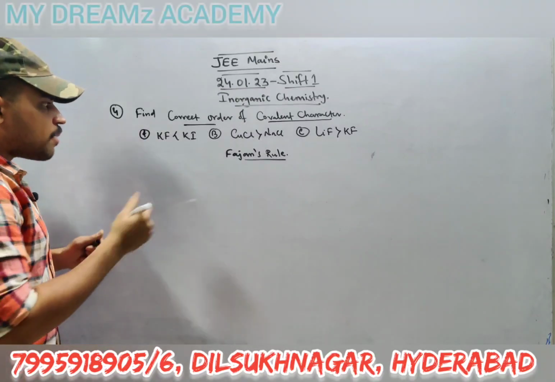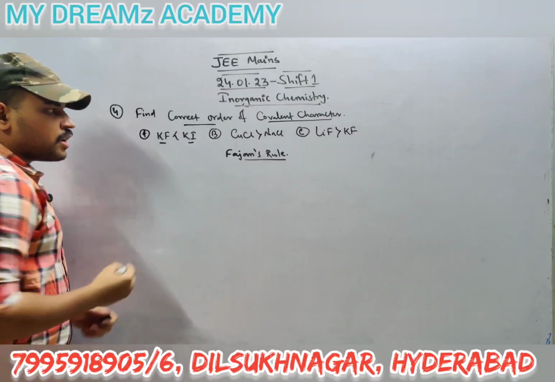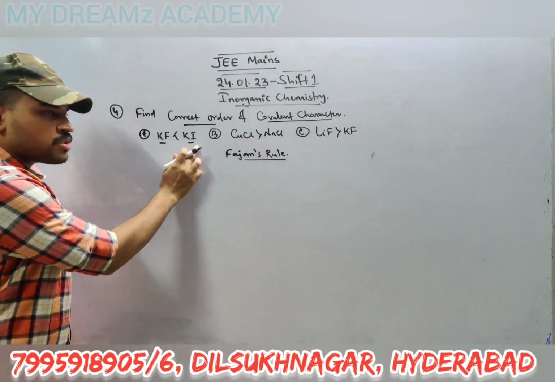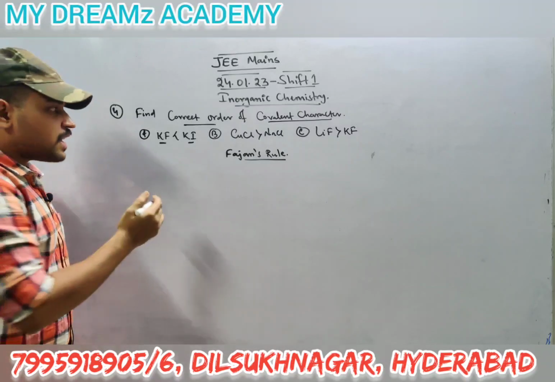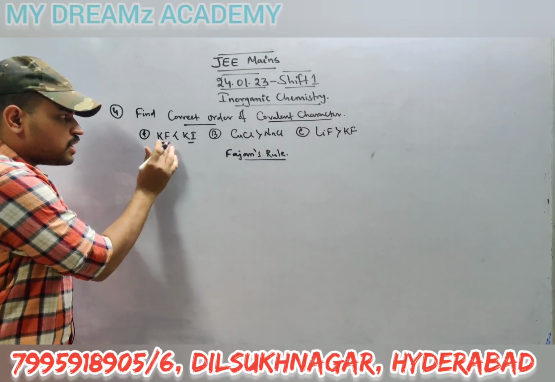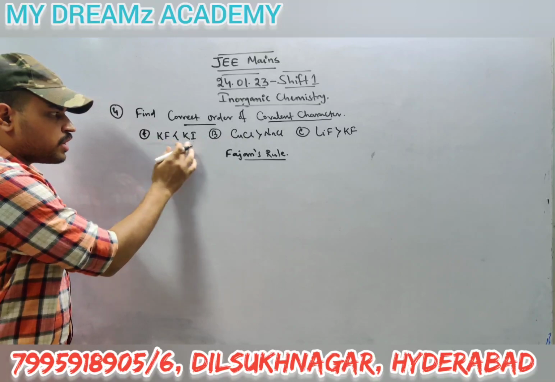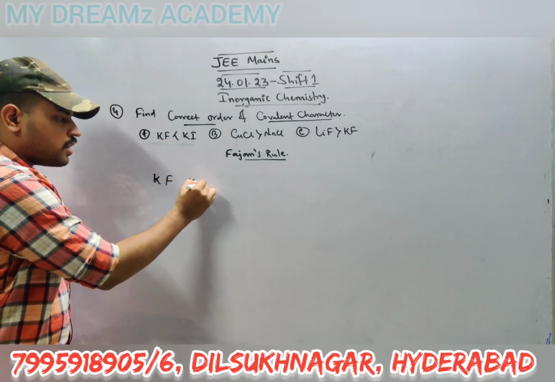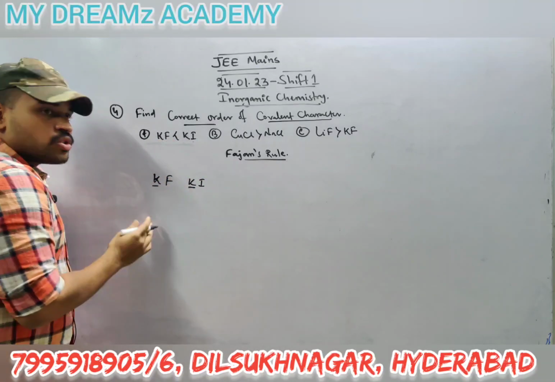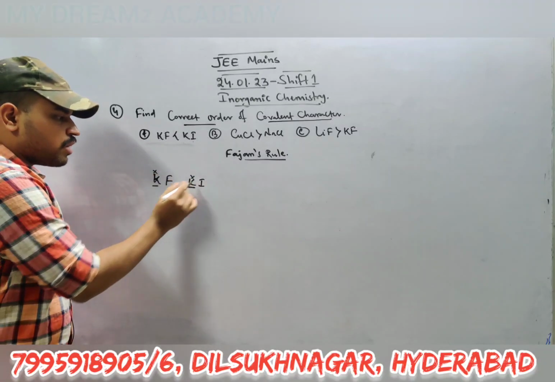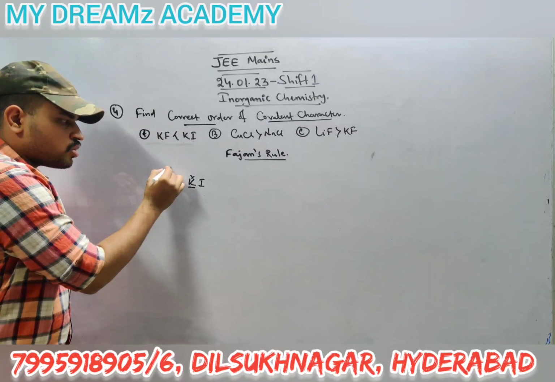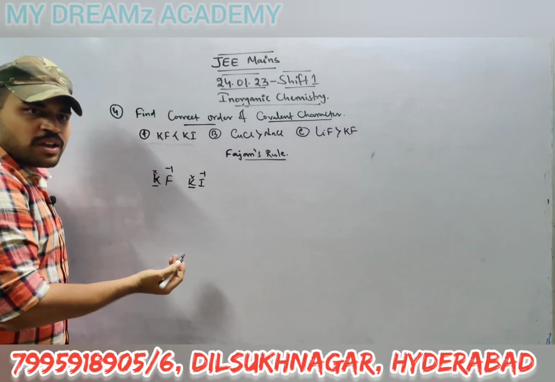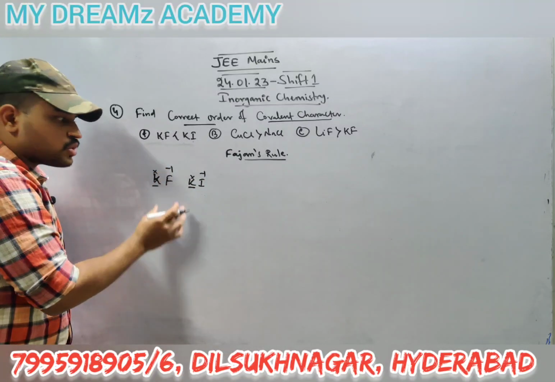So in this case, we can compare KF and KI, potassium fluoride and potassium iodide. Who will show more covalent character? The cations are the same for KF and KI, so we don't check cations. We have to check only anions. First see the charge. Both are halogens, so their charge is -1. Same charge. So what do you have to see?